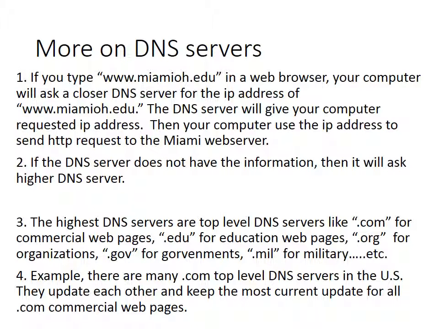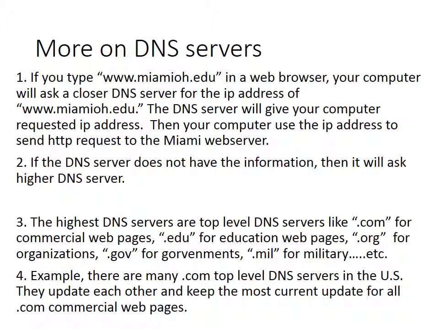If you type www.miamio.edu in a web browser, your computer will ask a closer DNS server for the IP address of www.miamio.edu. The DNS server will give your computer the requested IP address. Then your computer uses the IP address to send an HTTP request to the Miami web server.